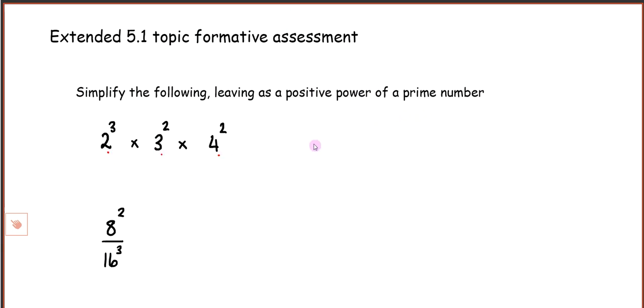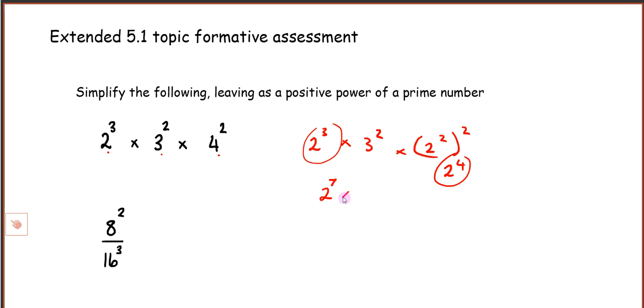That's not. So I'm going to change it to 2 cubed multiplied by 3 squared multiplied by 2 squared squared. So that's 2 to the power of 4. Simplify them. We get 2 to the power of 7 multiplied by 3 squared.